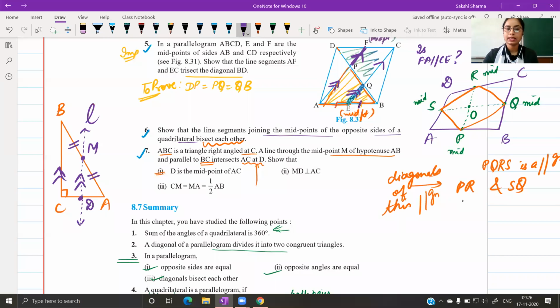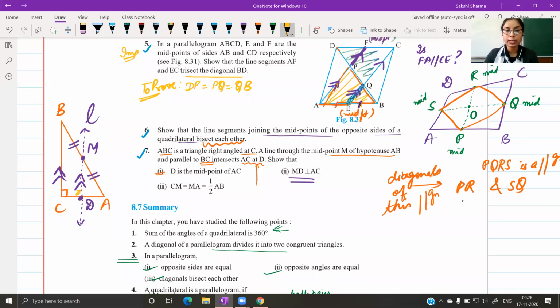Let's name this line MD. So D will also be the midpoint of AC, converse of midpoint theorem. And then the next result, MD is perpendicular to AC. Can you prove that? You can see MD here, you have to prove. We can use the property of sum of co-interior angles. Yes, you can use the property that the sum of co-interior angles will be 180, co-interior angles will be supplementary.